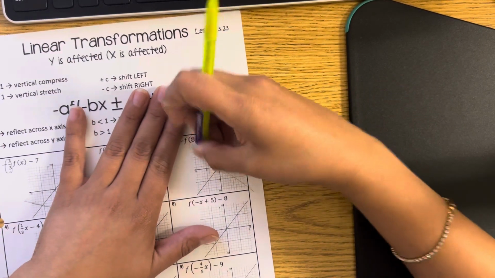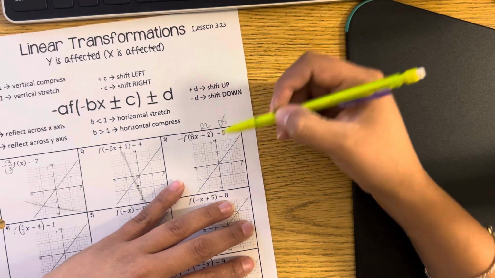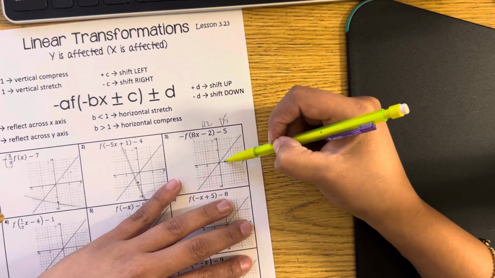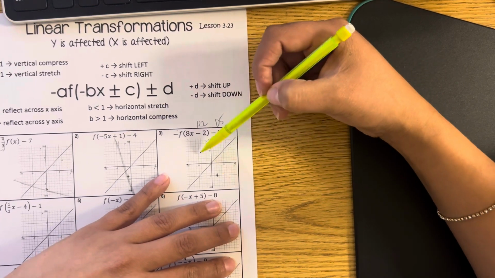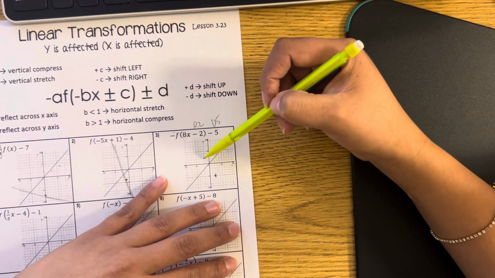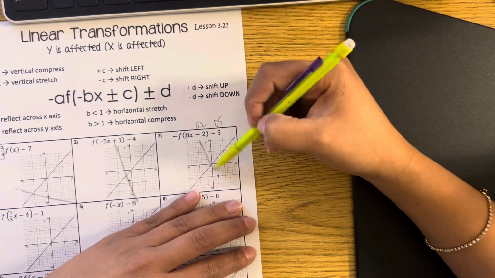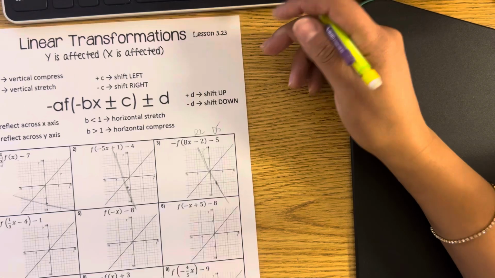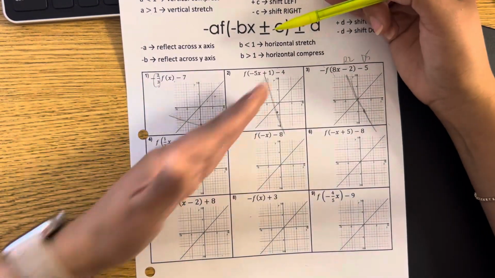The origin is going to move right 2, down 5. So I'm going to start at the origin and go right 2, down 5. So my line needs to go through that point. It's going to be steeper because it was a horizontal compress, and it's going to go in the negative direction like that. Okay, number 4, no negative here, so it's going to be pointed upward.